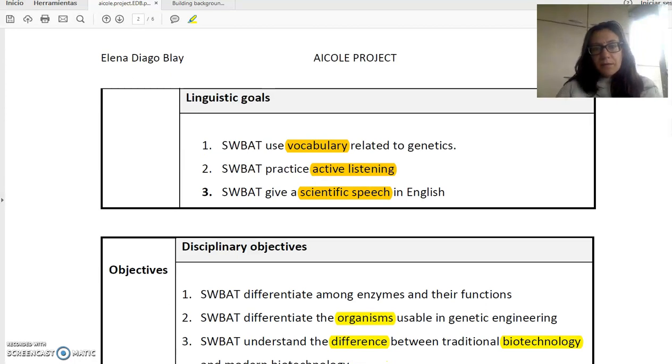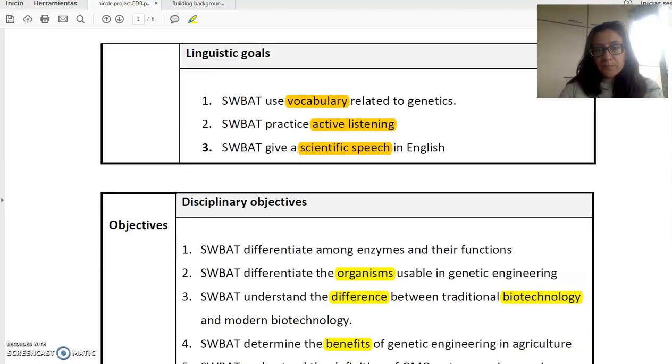About the linguistic goals, we will work on vocabulary related to genetics, practice of active listening between the students and me, and also listening to some videos that they will have to interpret. And also, they will have to give a scientific speech in English.